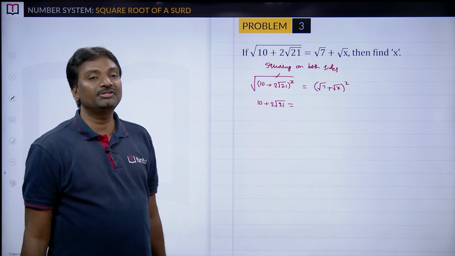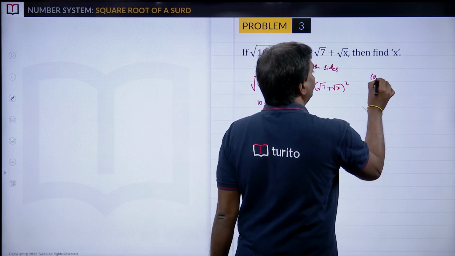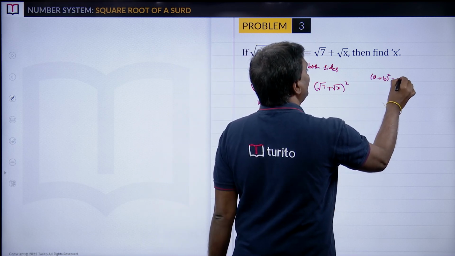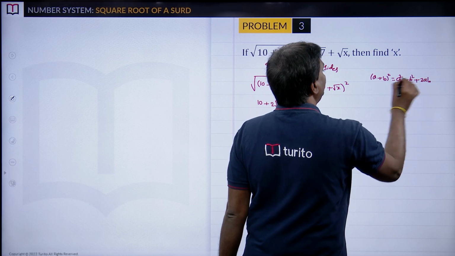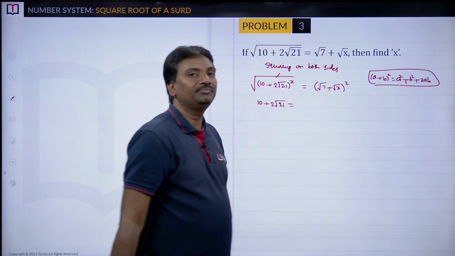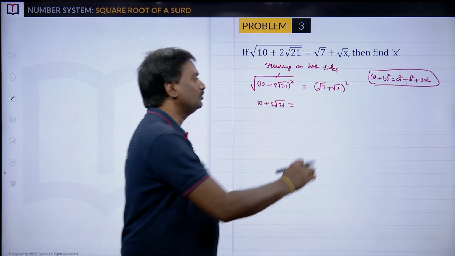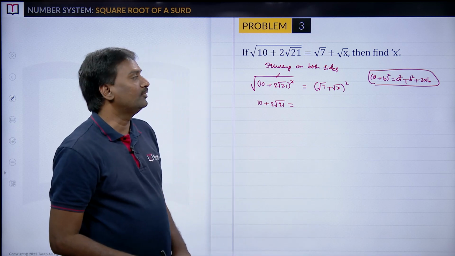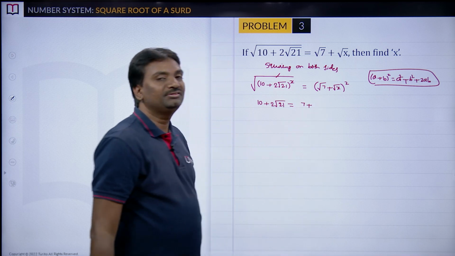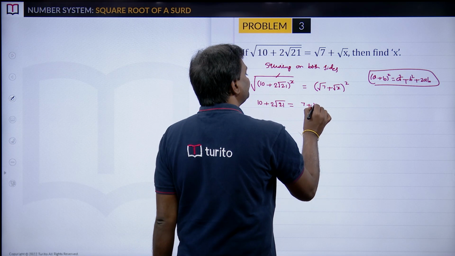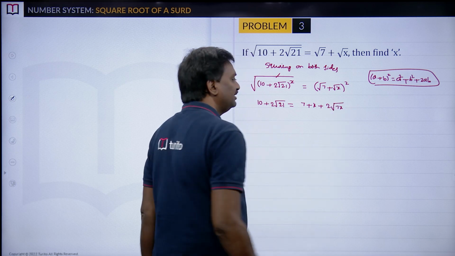that is in the form of a plus b whole square, where a equal to root 7 and b equal to root x. So we have the identity a plus b whole square equal to a square plus b square plus 2ab, where in place of a we have root 7, in place of b we have root x. So a square root 7 whole square 7, plus b square root x whole square x, plus 2ab, 2 into root 7 into x, 2 root 7x.